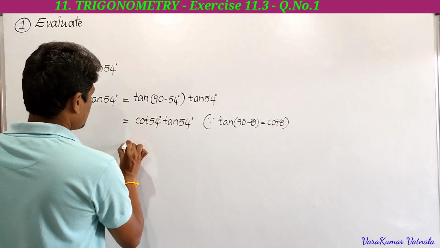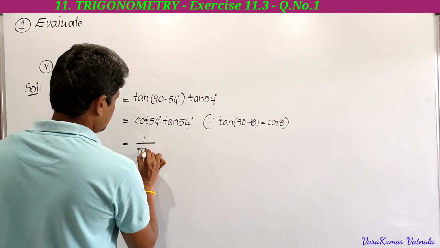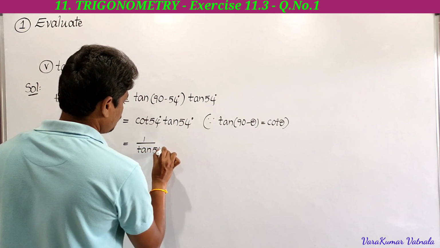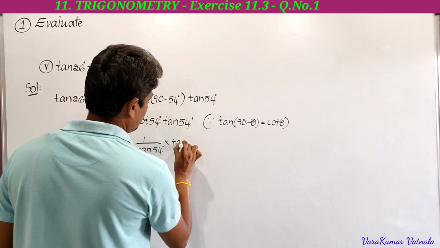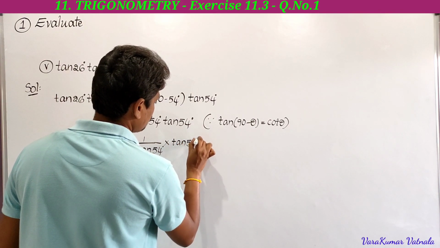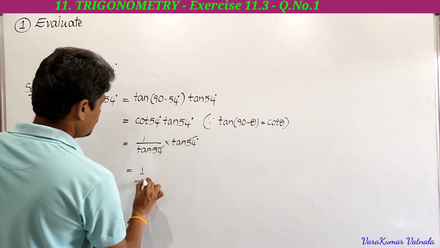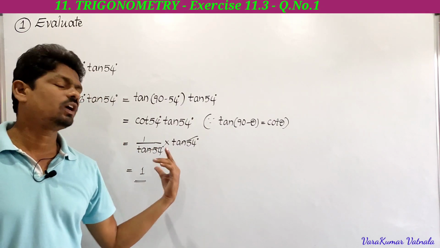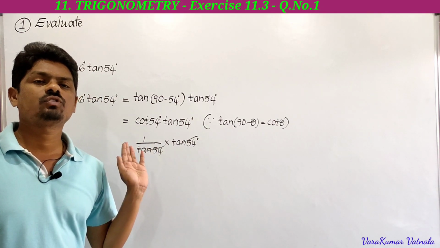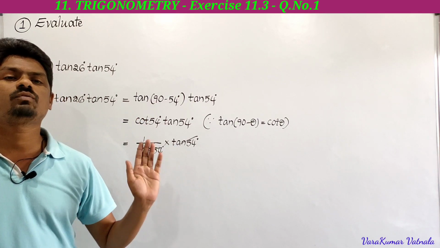So we have cot theta equal to 1 by tan theta. So cot 54 can be written as 1 by tan 54, into tan 54. So these two get cancelled. We get 1. So tan 26 degrees into tan 54 degrees value is 1. So this is the fifth bit in the first problem. There are totally 5 bits. We have completed all the 5 bits.